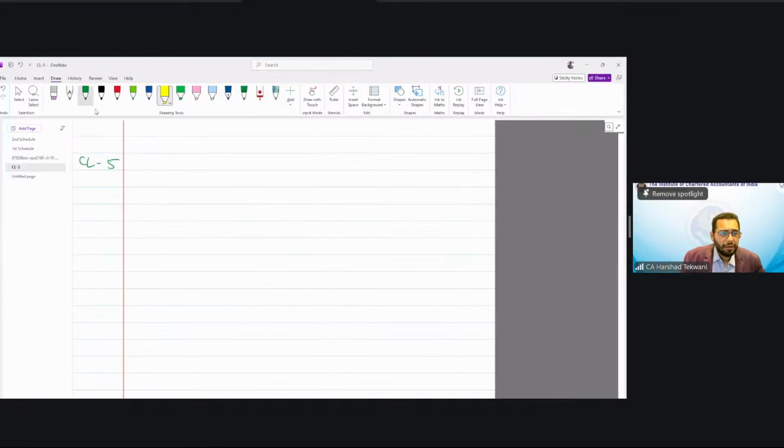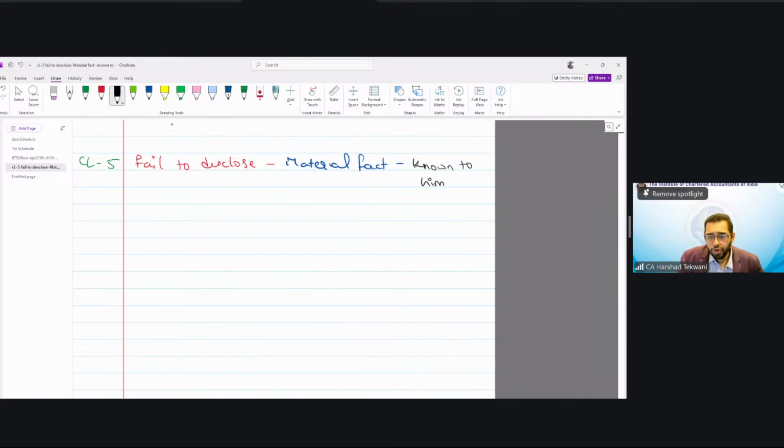So clause 5, fail to disclose what? Material fact, and that fact was known to him. So he should be aware about the fact. Okay, that's clause 5. Now, clause 6.